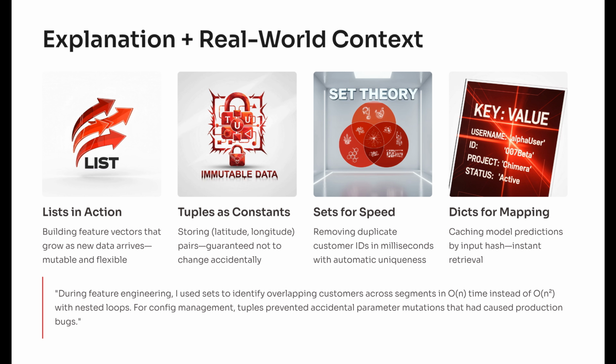Now, here's how you can confidently frame this in an interview. In one of my analytics projects, I used sets to instantly identify overlapping customers across multiple marketing segments. It cut comparison time from minutes to milliseconds. For configuration management, I switched lists to tuples to prevent accidental data changes during model runs. And for caching, I used dictionaries to store model predictions that improved overall pipeline speed by almost 30%. Knowing when to use each type made my code both faster and safer.